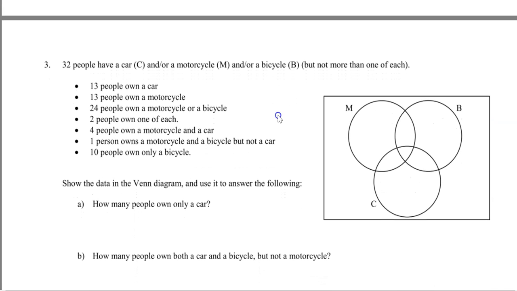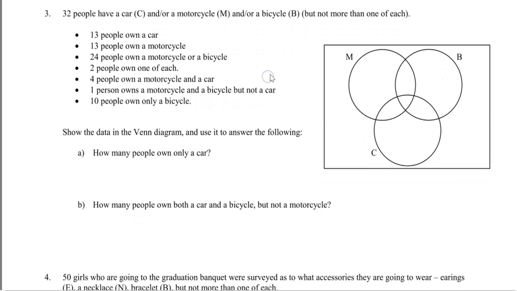All right, see what you can do with this. 32 people have a car and or a motorcycle and or a bicycle, but not more than one of each. Okay, so in other words, the person only has one car or one motorcycle or one bicycle. So give it a shot. See if you can label the Venn diagram.